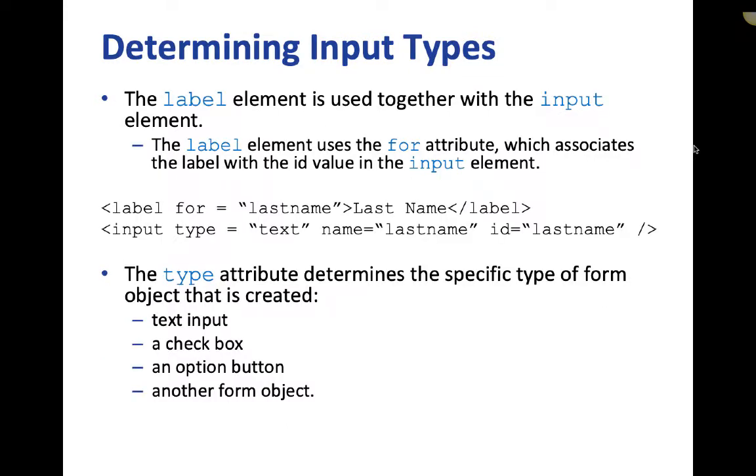So the two go hand in hand. The label element will use a for attribute, which gives the label an ID field that corresponds with the input element. There are some other attributes that you can also put inside of the type for determining the input type: text input, checkbox, option box, or another form element. We'll look at those in more detail coming up.